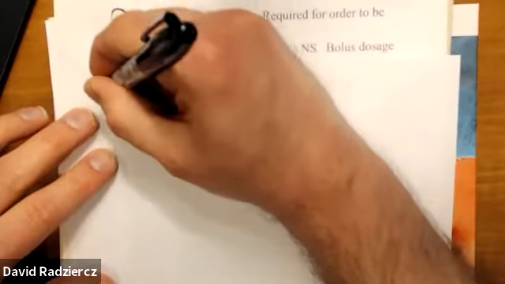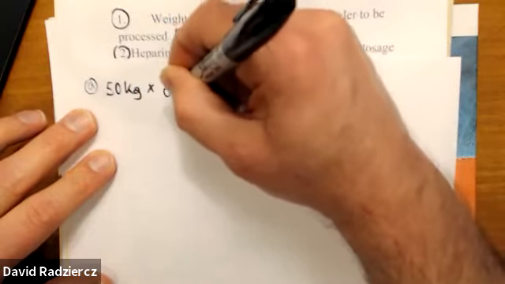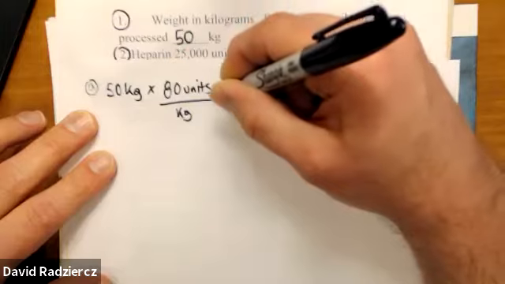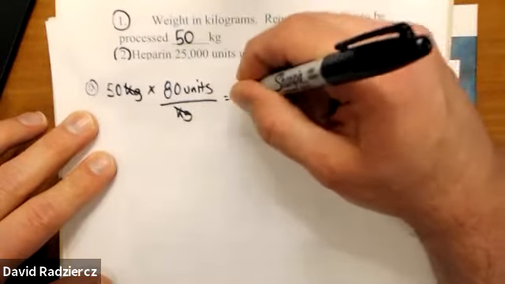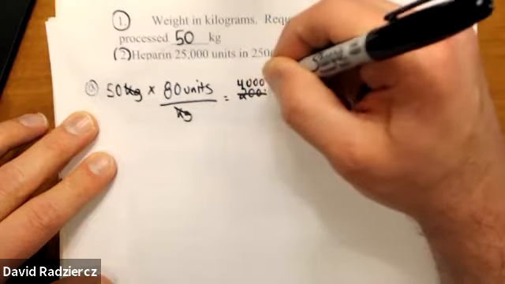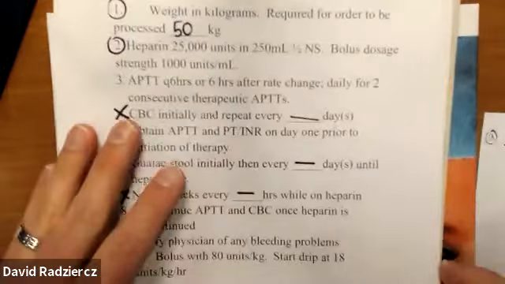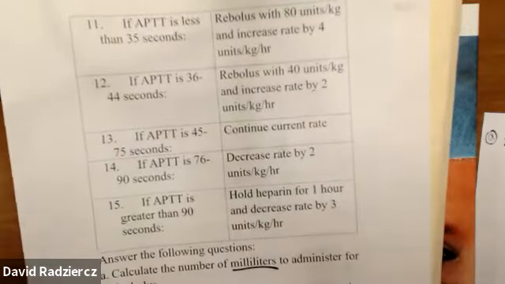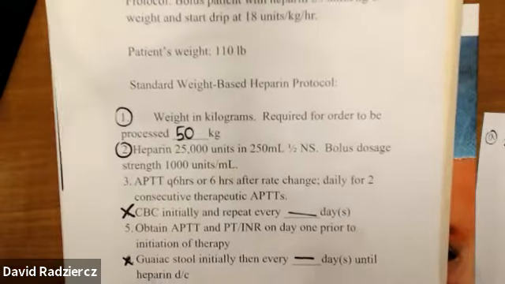doing A, multiply by 80. Yep, times 80. Okay, cool. And then we'll get 4,000 units. Now, we're not done, because it says we need to calculate the number of milliliters, not units. So I need to find a way to convert the bolus units to bolus milliliters.